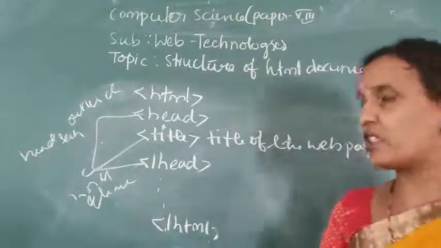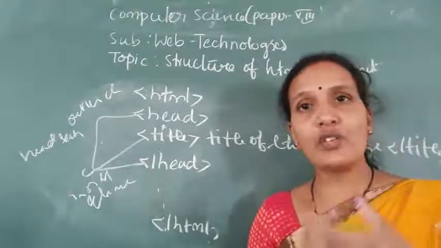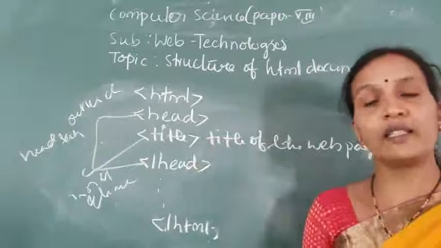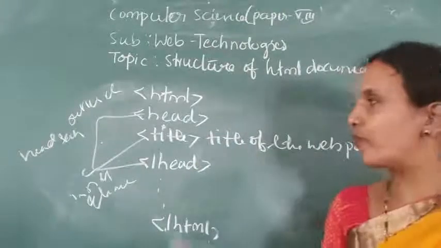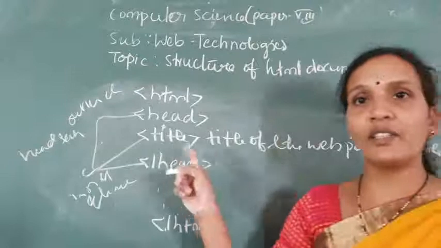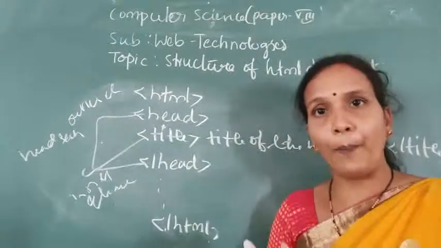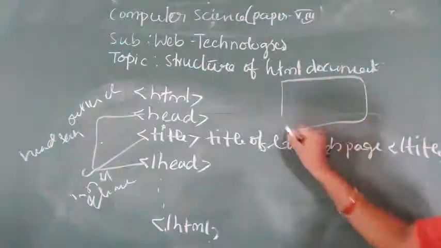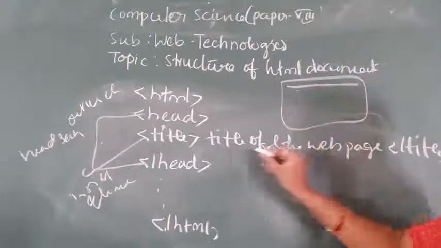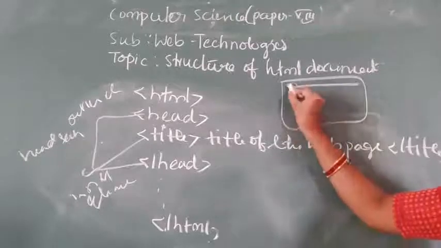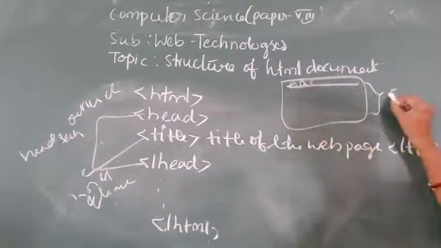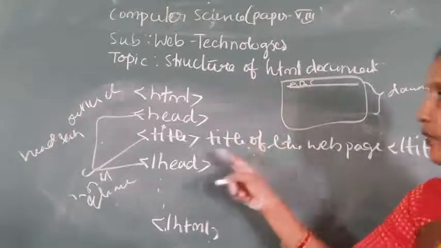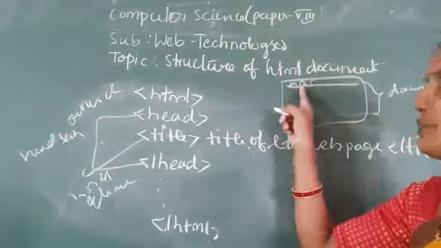So inside the head section, the first and the most important tag is the title tag. What is the use of the title tag? Title tag gives the title of the web page. Means whatever title you give between a title opening and closing, that will be displayed on the title bar. Example, this is your browser window and this is a title bar. What title I have given? Example ABC. That will be displayed here. And this is called a document area.